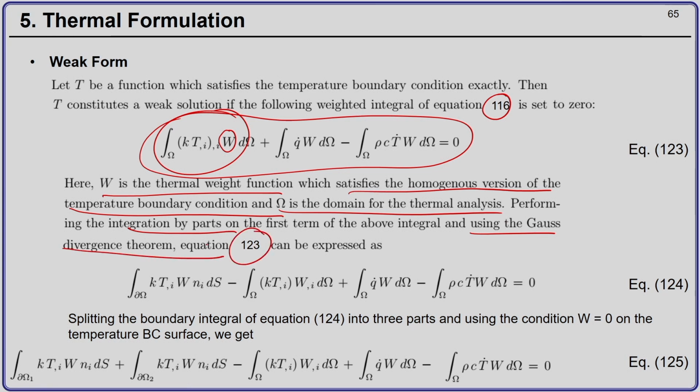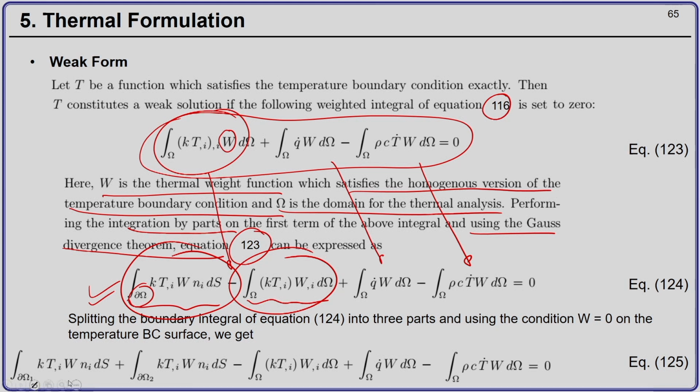So, equation 123 can now be written in the following form, and this is decomposed into two terms, one is here and the other is here, and these two terms remain as they are. Now, you can split this boundary integral into three parts. One is the boundary del omega 1, the other is del omega 2. So, this is where your heat flux is there, this is where your convection boundary condition is there, okay, and one where your temperatures are specified. So, where temperatures are specified, you will have W equal to 0 at the temperature boundary condition.